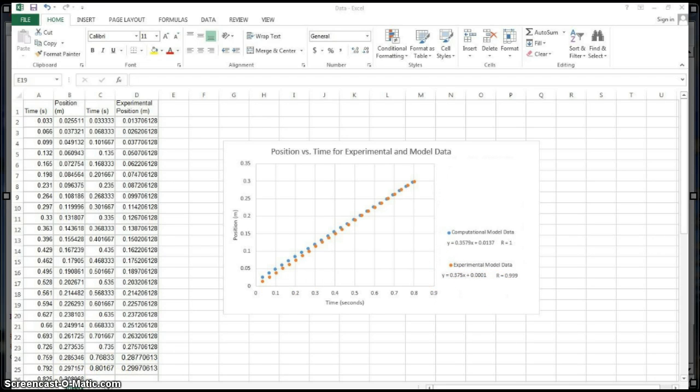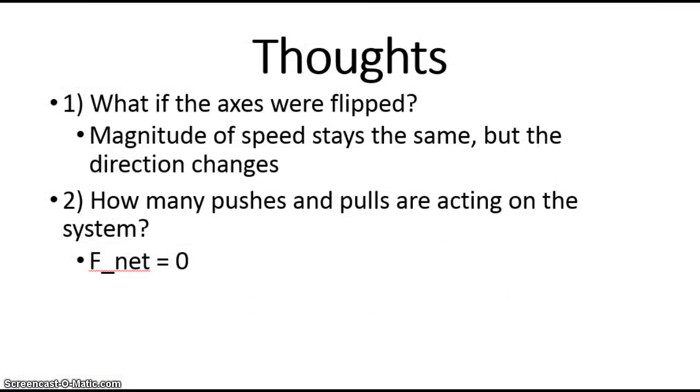For the experiment, this was 0.375 centimeters per second, and for the computational model, it was 0.3579 centimeters per second. Some final thoughts of the lab are: what if the axes were flipped? The magnitude of the speed would stay the same, but the direction would be negative instead of positive.